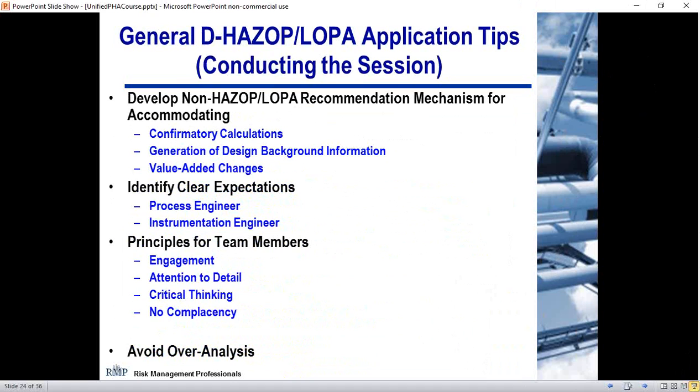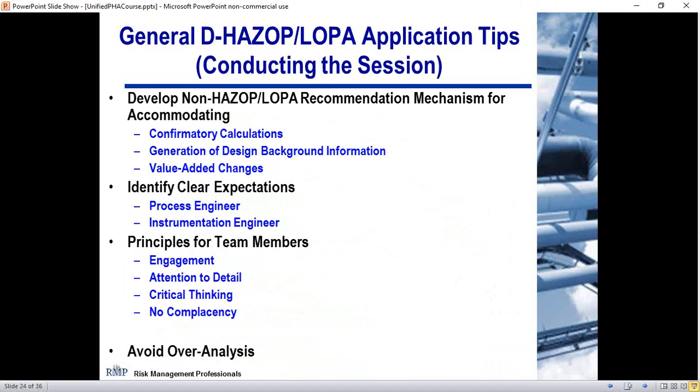If you drive a team to only having tracked HAZOP or LOPA recommendations, and this is true also for operating facilities, you basically doom the team to spending a lot of time trying to fit their ideas into the framework of a HAZOP recommendation, or they're going to be frustrated because a lot of things they know need to be done. There's no mechanism to resolve it. All this boils down to additional time taken that's not conducive to doing a good job.